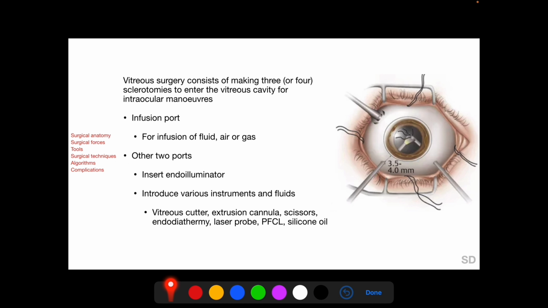At a very simplistic level, PPV consists of making 3 or 4 sclerotomies to enter the vitreous cavity to enable intraocular maneuvers. One of the sclerotomies is used as an infusion port to infuse fluid such as BSS, air or gas, and the other 2 ports are used to insert the endo-illuminator and to introduce various instruments and fluids.